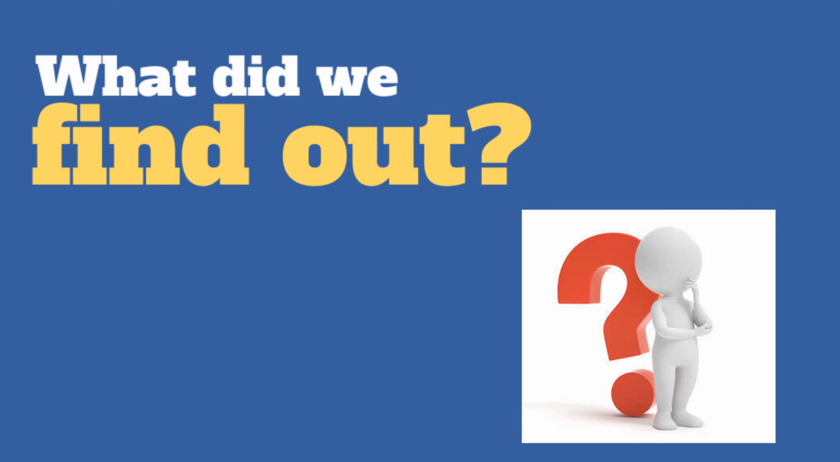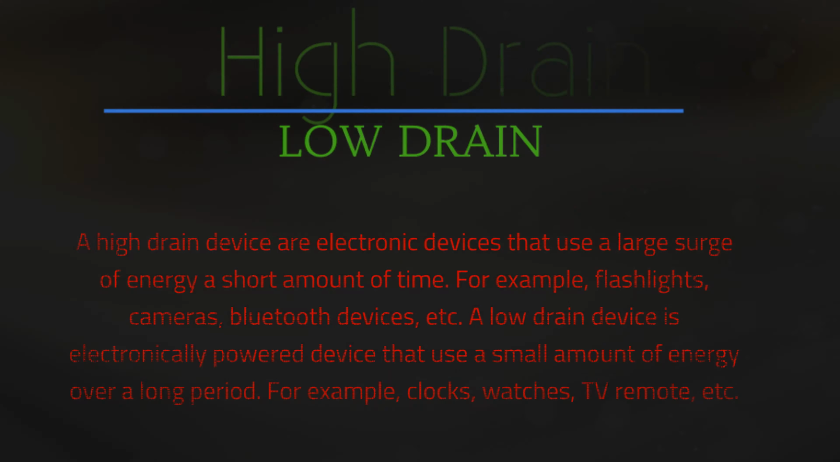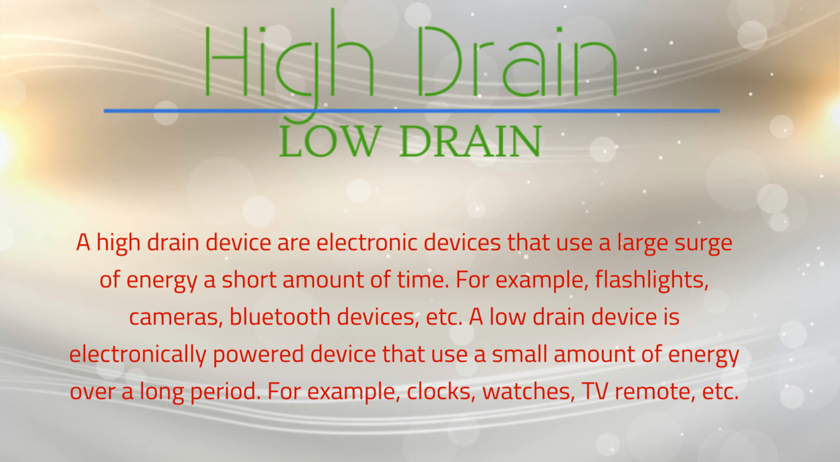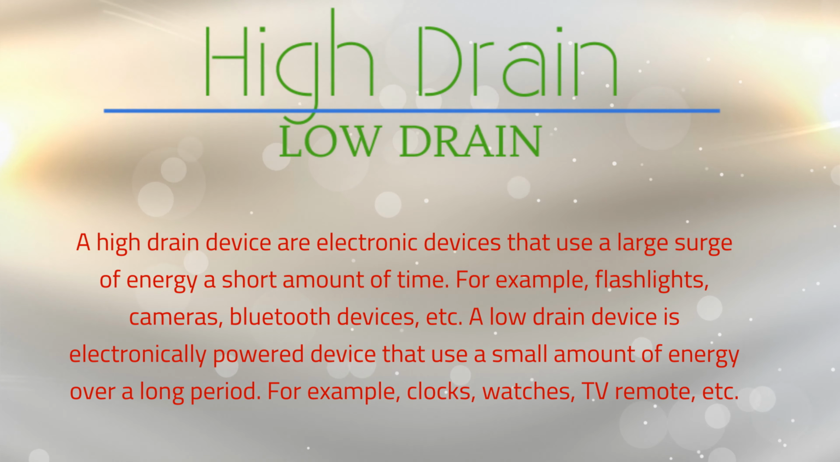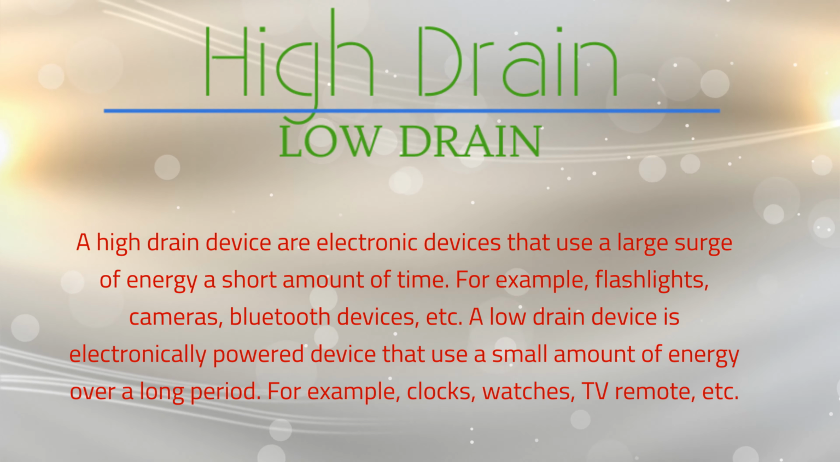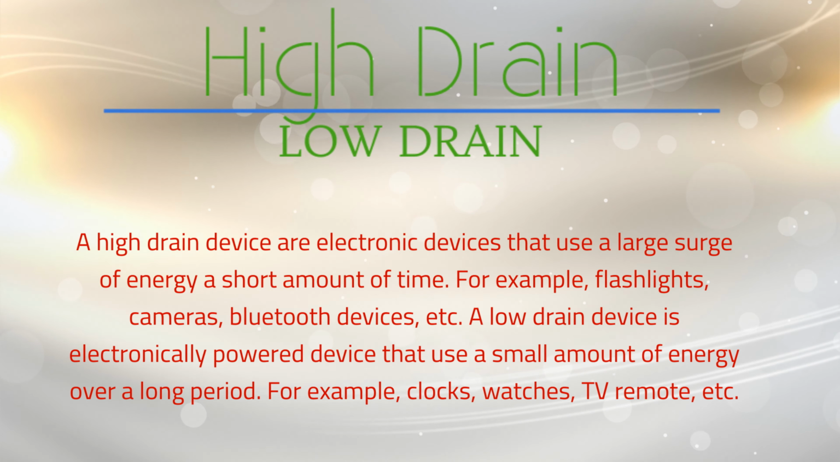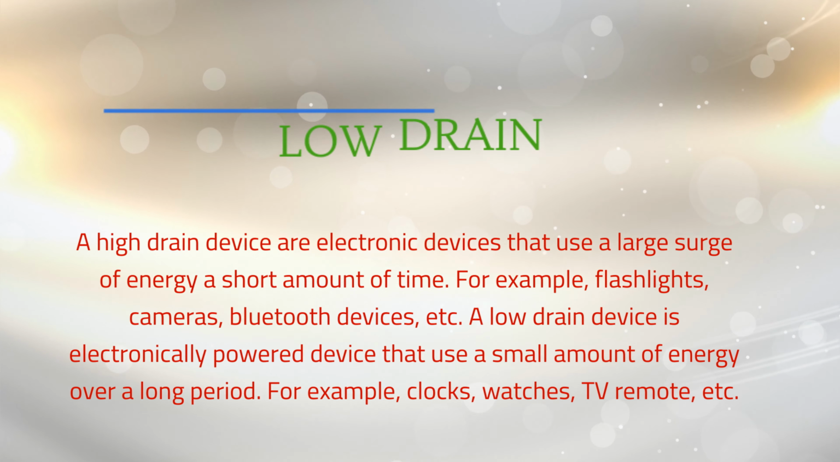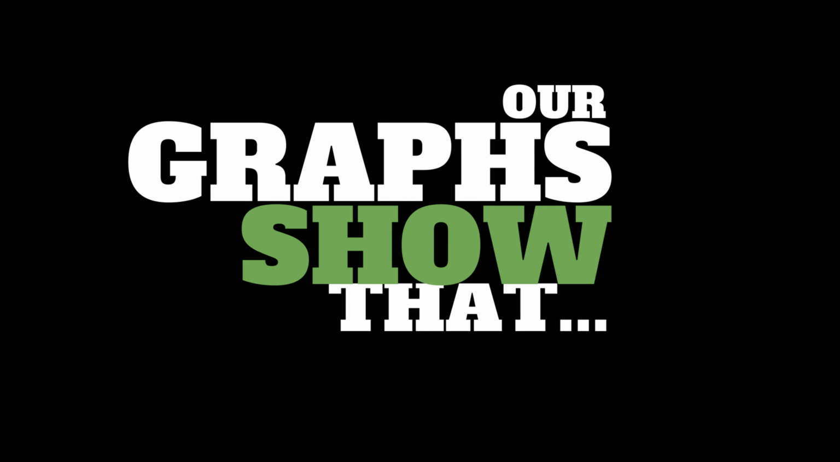What did we find out? We found out about high drain and low drain. A high drain device is an electronic device that uses a large surge of energy for a short amount of time. A low drain device is an electronically powered device that uses a small amount of energy over a long period of time. Now, the graphs.